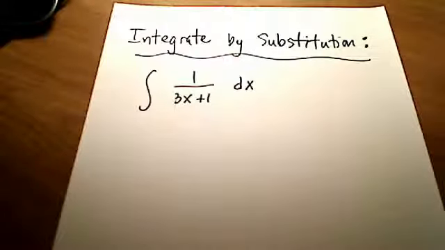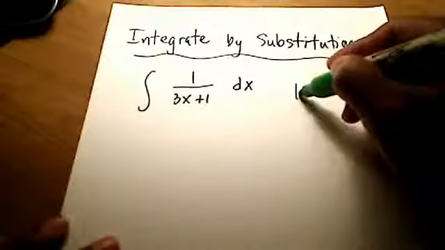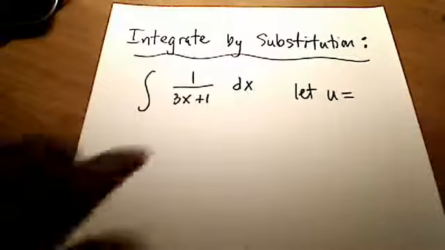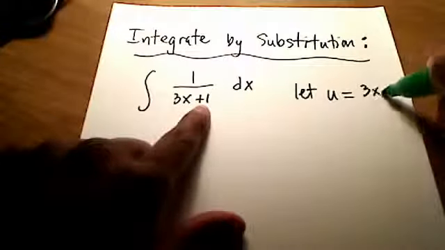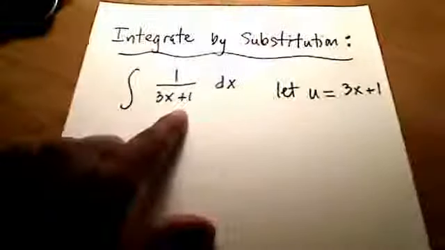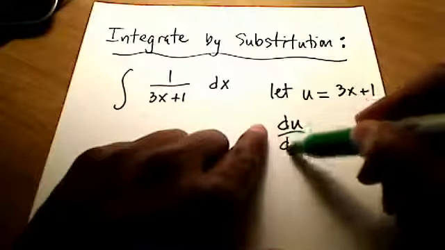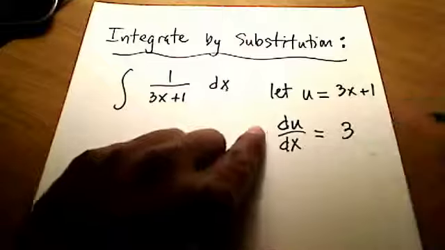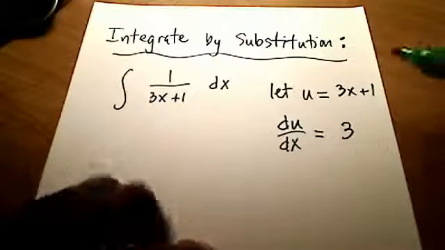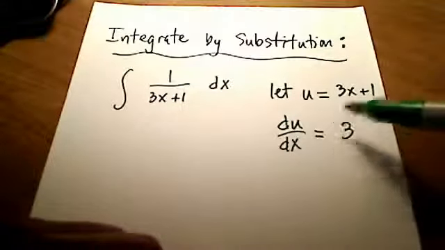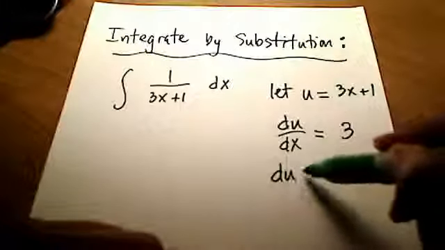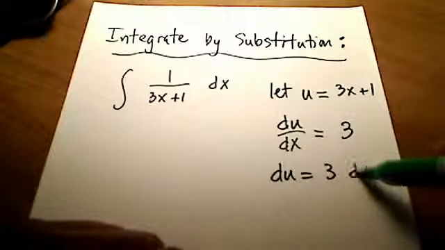We're going to use integration by substitution, so let's let u equal our entire denominator, in this case 3x plus 1. If you take the derivative of this with respect to x, you'll see that you simply get a 3. Let's multiply both sides by dx. That gives me du is equal to 3 dx.